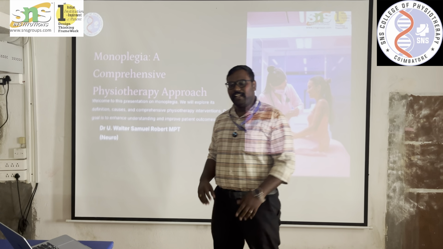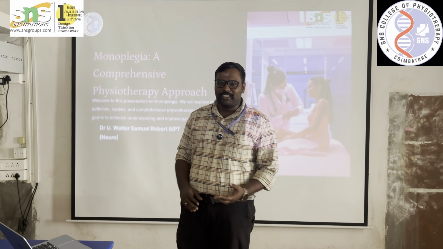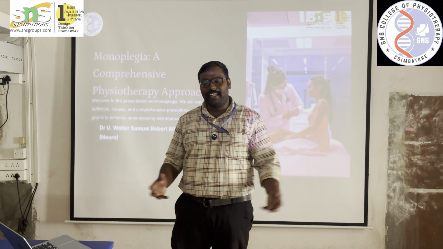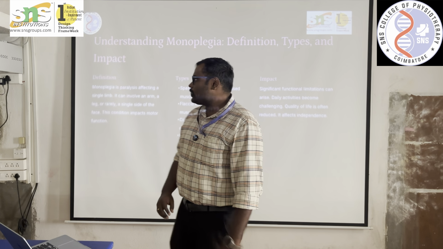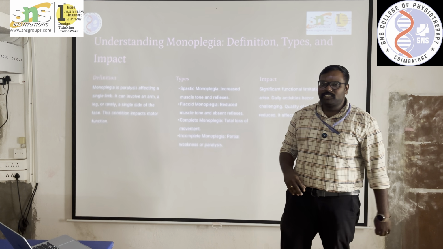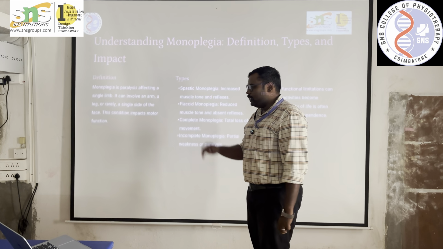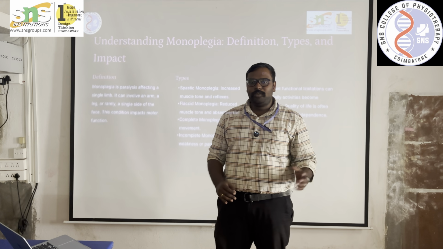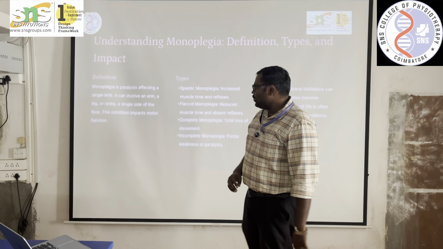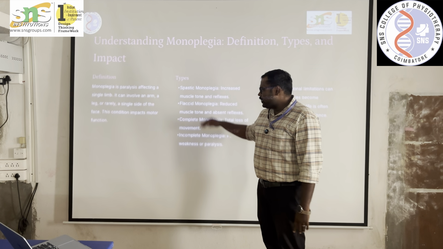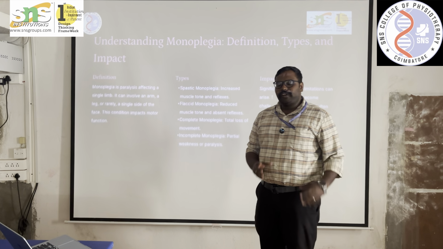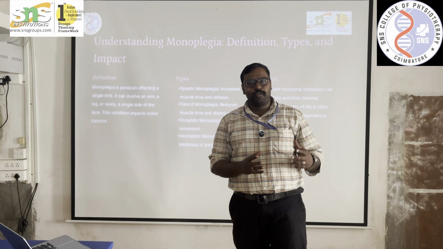So we'll go in detail what will be things which is present, what is the prognosis, and what is the clinical conditions. All these things we will be learning. Now, definition: it is a paralysis which is affecting the single limb. Okay, either it may be an arm or a leg. Now going for the types, it is divided into types, that is spastic and flaccid. So spastic means completely going for rigidity.